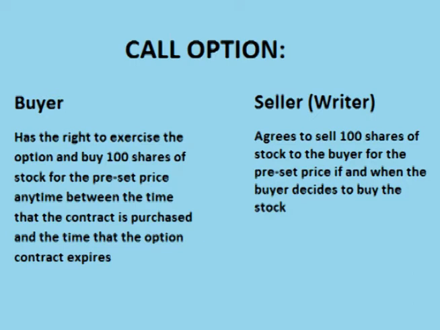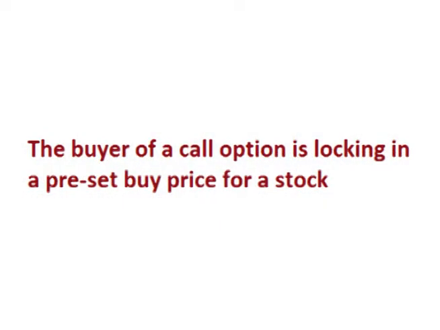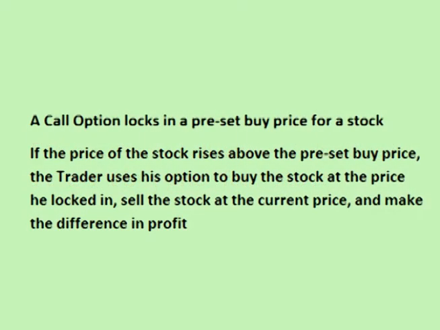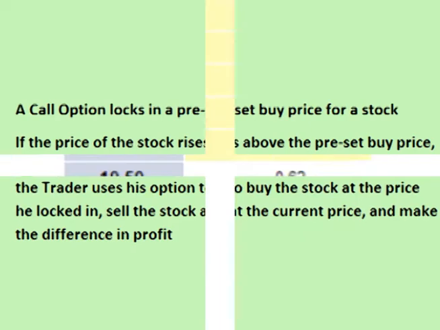Instead of buying 1,000 shares of SLV, the trader buys 10 February SLV call options that expire in about 6 weeks. A call option locks in a preset buy price for an asset. By buying call options on SLV, the trader is locking in a preset buy price. If the price of SLV should rise above the locked-in buy price, the trader can use his option to buy SLV at the price he locked in, sell it for the current higher price, and make the difference in profit.